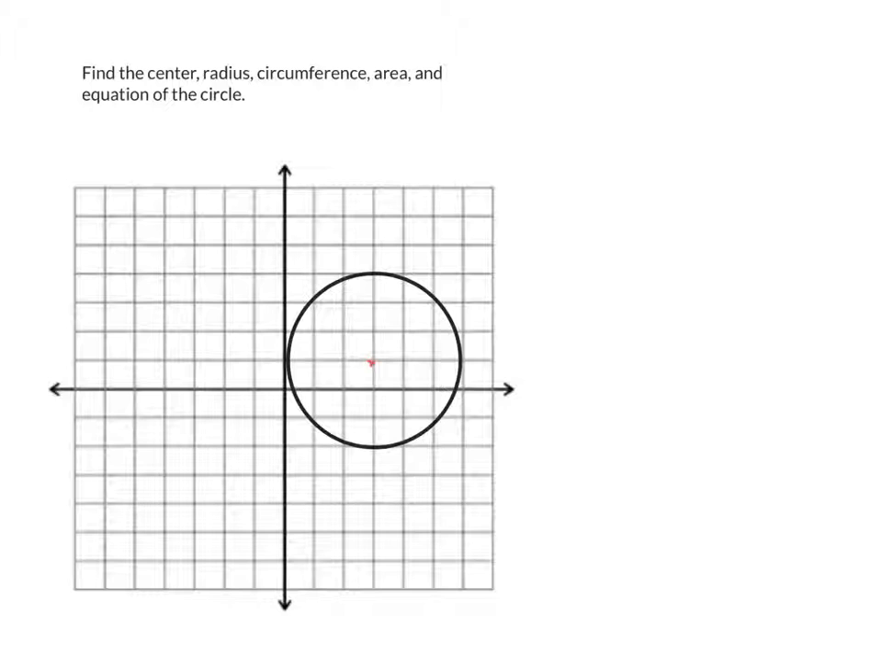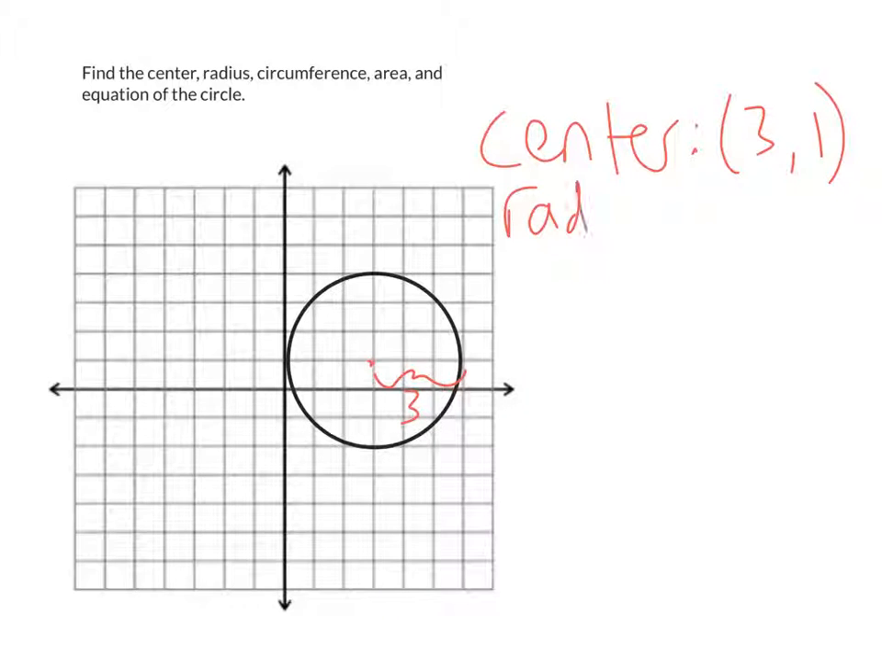Then I want to find my radius, which is that. So that'd be 3. So let's write this down. Center. I got to write the coordinates. So it's going to be 3, 1. Okay. My radius. That is 3.